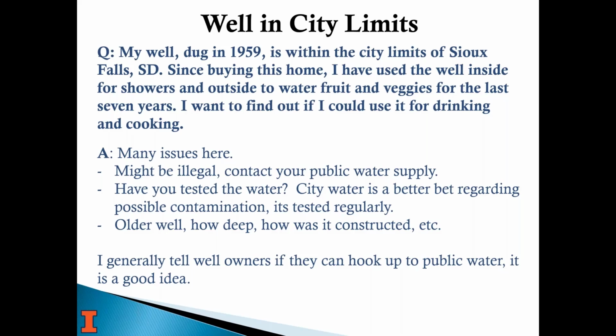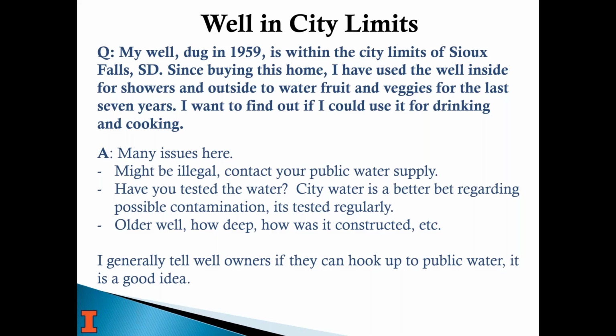If you don't know what your water quality is, wanting to do that to save some money is not necessarily a good idea at all, especially if you have any family. You're putting them at risk as well. The other things, how old it is, how deep it is, how it's constructed, all those things matter. If it's an old dug well, I would leave it for your outside fruits and veggies and nothing else. In some cases, even the water quality is poor enough that it'll ruin your fruits and veggies.